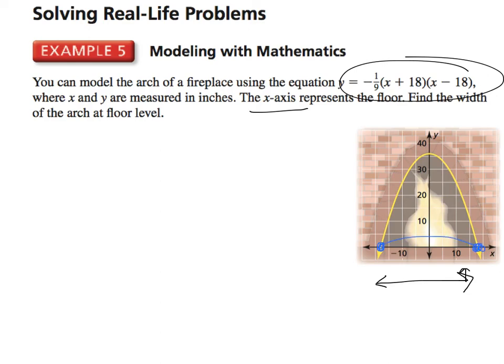Now we don't know what the exact answers are, but this is where your brain has to come into play. What is the y value at both of these points? Since we're on the x-axis, the y value has to be 0. We're talking about the x-intercepts. The x-intercepts are when y is 0. So I have to take my equation, y equals negative 1/9 times x plus 18 times x minus 18, and I plug in 0 for y.